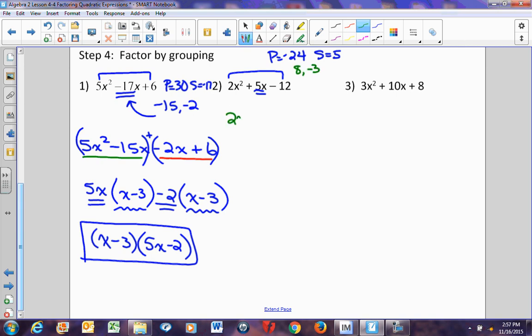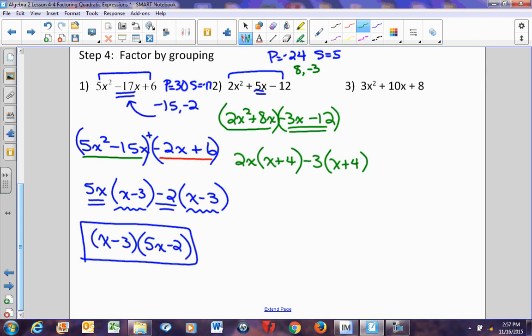So I'm going to rewrite this as 2x squared plus 8x minus 3x minus 12. Group it first 2, last 2. My common term out of my first parenthesis is 2x. If I take out a 2x, I'm left with x plus 4. Common term out of the second parenthesis is negative 3, and I'm left with x plus 4. So I have my common term, x plus 4, and what is left over, 2x minus 3. And I have factored that polynomial.